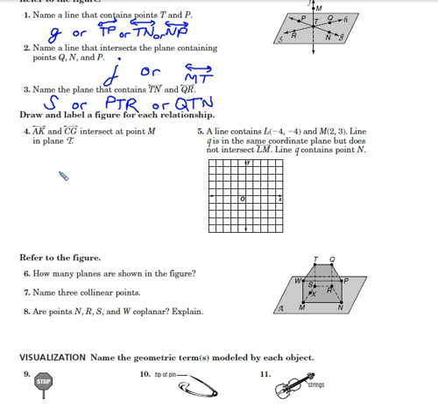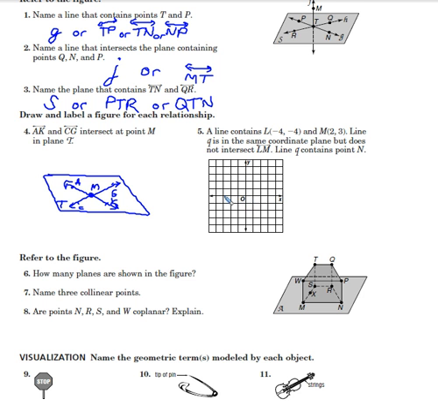Okay. Number 4, we are to draw and label a figure. We need a plane T here. I'll draw a quick sketch of a plane T, call that T. And we have lines AK, and then we also have lines CG, and then they intersect at point M. There we go.